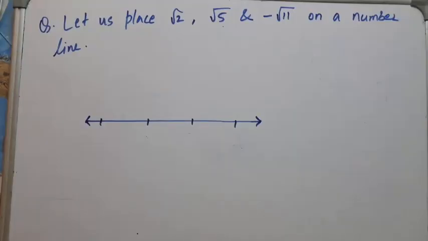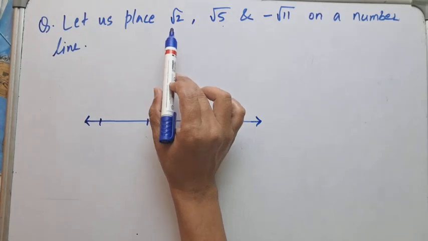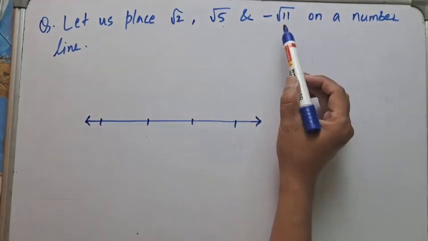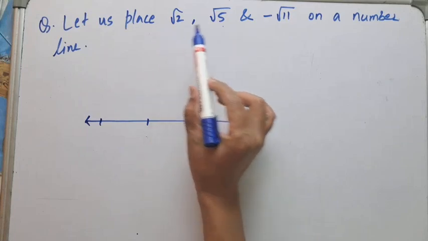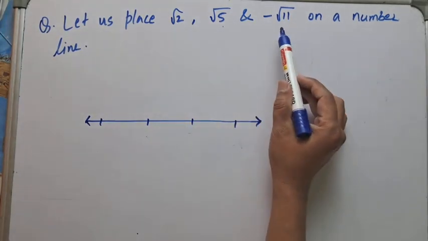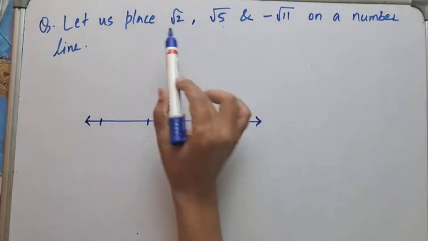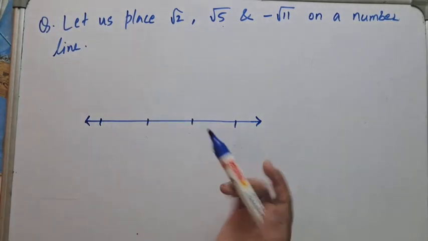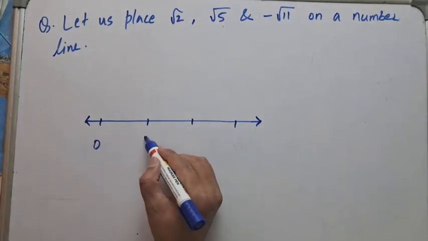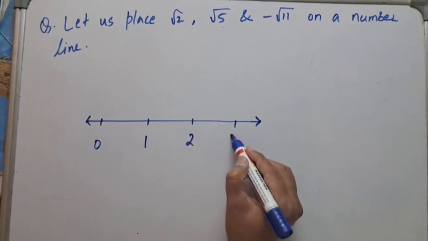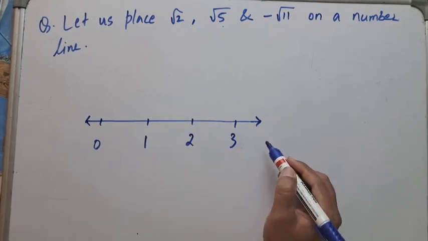Hello students, today we shall learn to place irrational numbers root 2, root 5 and minus root 11 on a number line. First we place root 2, and then we will place root 5 and minus root 11 as well. Let us place root 2 first on this number line. So this is 0, this is 1, this is 2, this is 3 and so on, it continues.